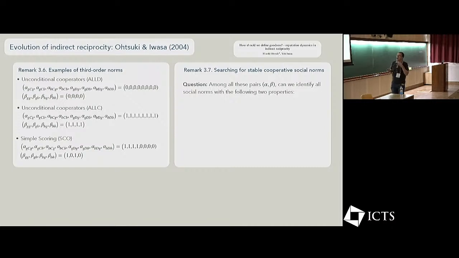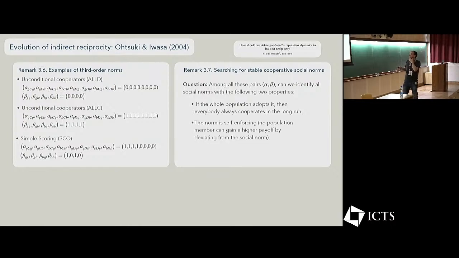Now our goal, or the goal of Ohtsuki and Iwasa, is the following. Out of all these 4,096 norms, can we identify those norms that have the following 2 properties? The first property that I would like to have is, if the whole population adopts this social norm, then everyone will cooperate in the end. I mean, we are here in the field of evolution of cooperation. We are interested in cooperation. So this is why we are interested in this requirement.